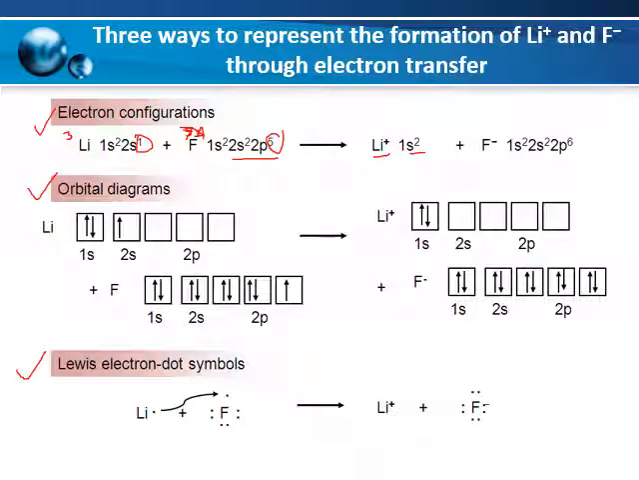Lithium donates one electron and fluorine will receive the electron to become octet, 2p6. In terms of drawing, we can draw like this: 1s2 2s1 for lithium and 1s2 2s2 2p5 for fluorine. Once it gives the electron, one of these is donated out, so you fulfill the octet here. The Lewis dot structure is the same thing: you donate one electron to fluorine to become lithium plus and fluoride ion.